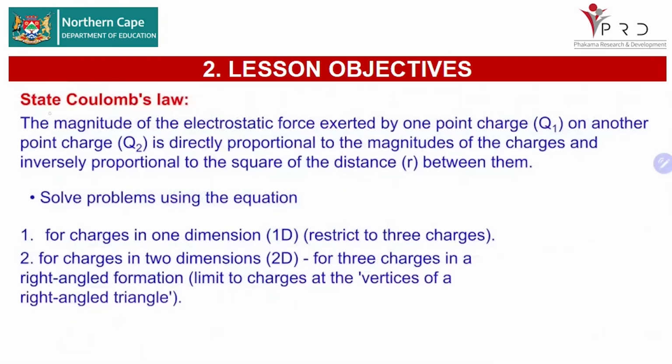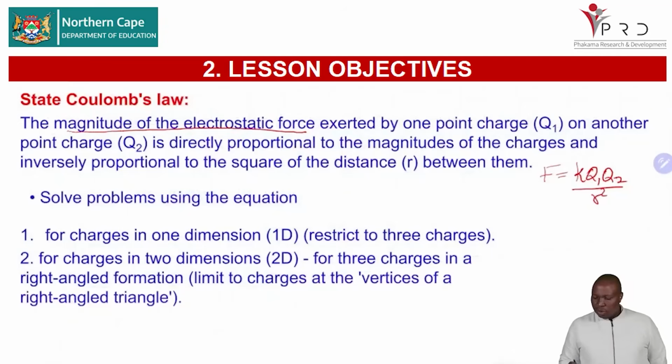Now we are saying Coulomb's law. It says the magnitude of the electrostatic force exerted by one point charge on another charge is directly proportional to the magnitude of the charges and inversely proportional to the square of the distance between them. It is much easier when you take it from the equation itself, which is F equals K Q1 Q2 over R squared. So if we remove the proportionality constant there, we'll have F directly proportional to Q1 Q2 over R squared.